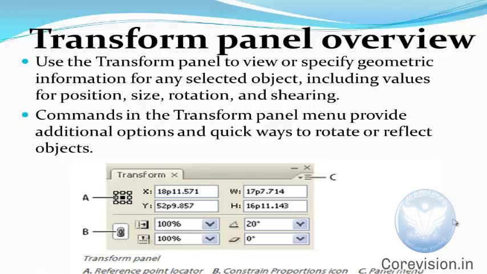Use the transform panel to view or specify geometric information for any selected object, including values for position, size, rotation and shearing. Commands in the transform panel menu provide additional options and quick ways to rotate or reflect objects. This is the transform panel. Here A is the reference point locator, B is the constraint proportion icon, and C is the panel menu.